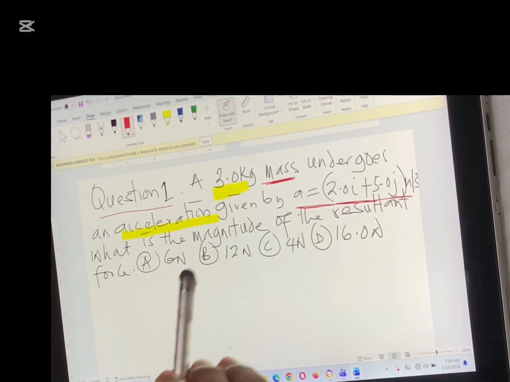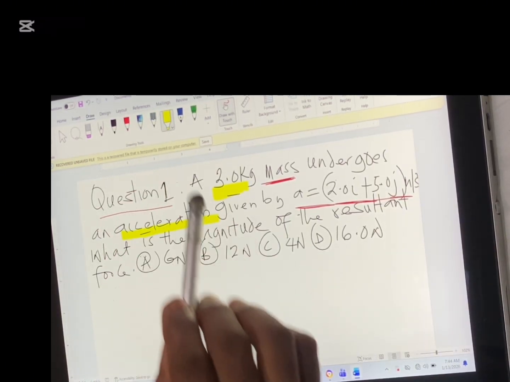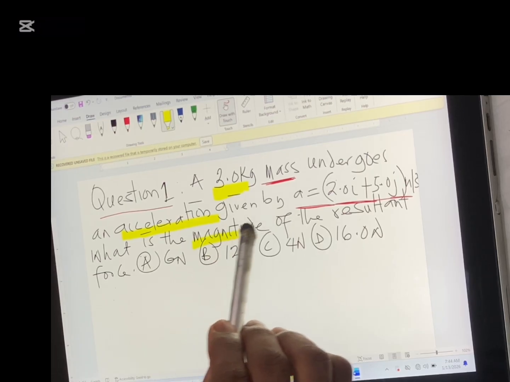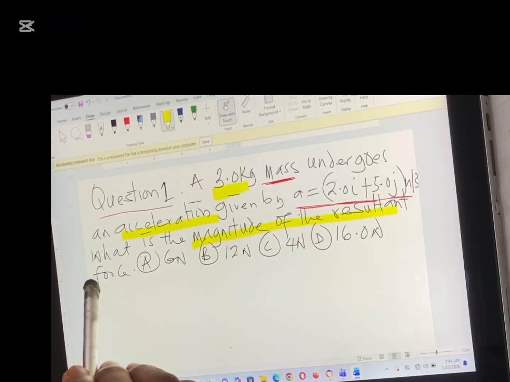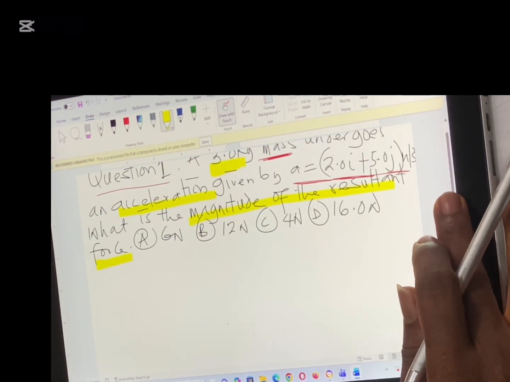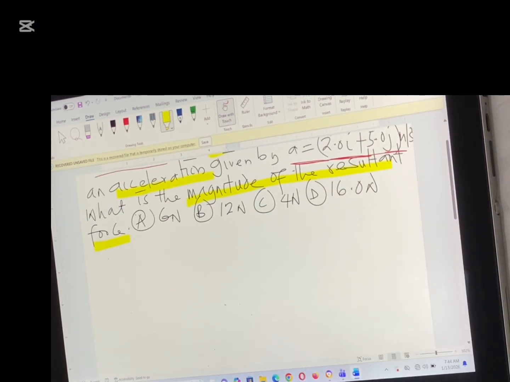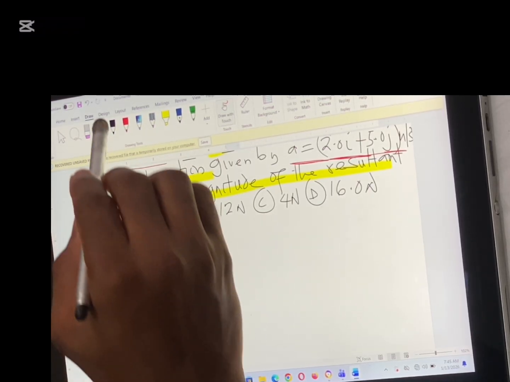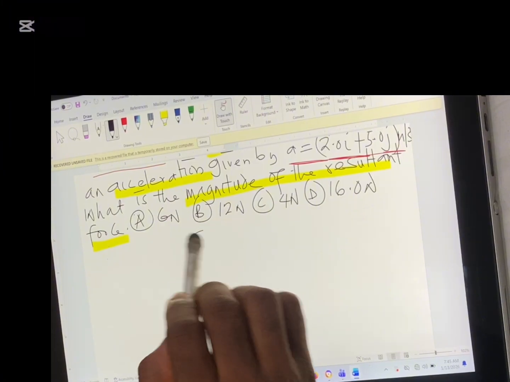Class, we are asked to calculate the magnitude. This statement here is very important. The magnitude of the resultant force. But this is what you should understand here in physics, that whenever mass is given, the acceleration is given, and we are asked to find force, at that point, we apply Newton's second law. But before we solve this first, let's write down the solution.